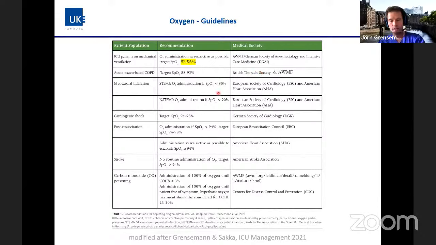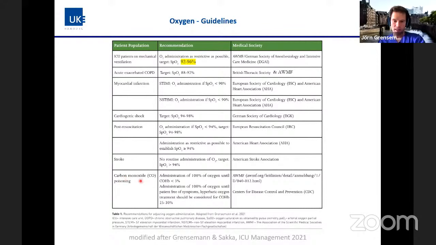Now, there are recommendations for distinct diseases like myocardial infarction, in STEMI and non-STEMI, from Europe and the US, and both recommend no oxygen administration above a saturation of 90%. For cardiogenic shock, it's a little bit higher, 94 to 98%. Post resuscitation, the same. For stroke, at least 94%.